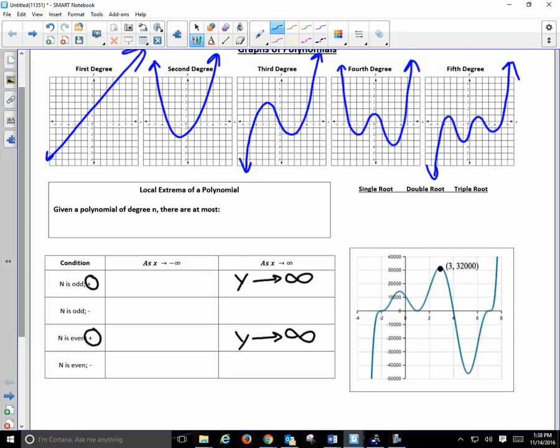Now, what do you notice about where they begin? Somebody draw a conjecture. If they start negative, they go positive. If they start positive, they go positive. So how do I tell the difference between whether or not they start negative or positive? If they're odd degree, they will start negative. Why?